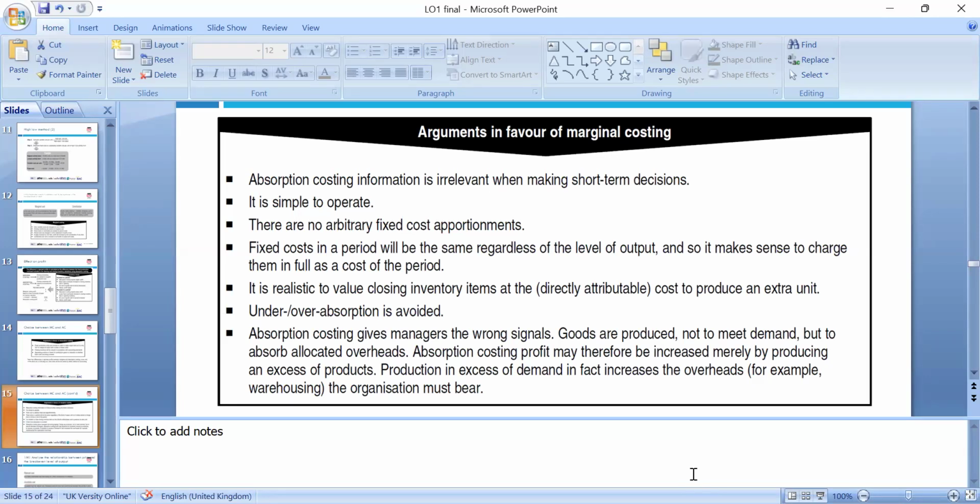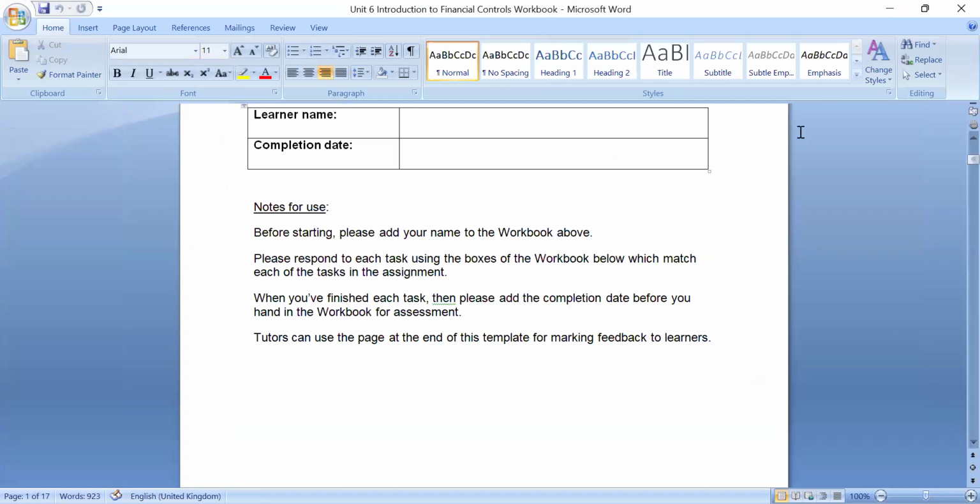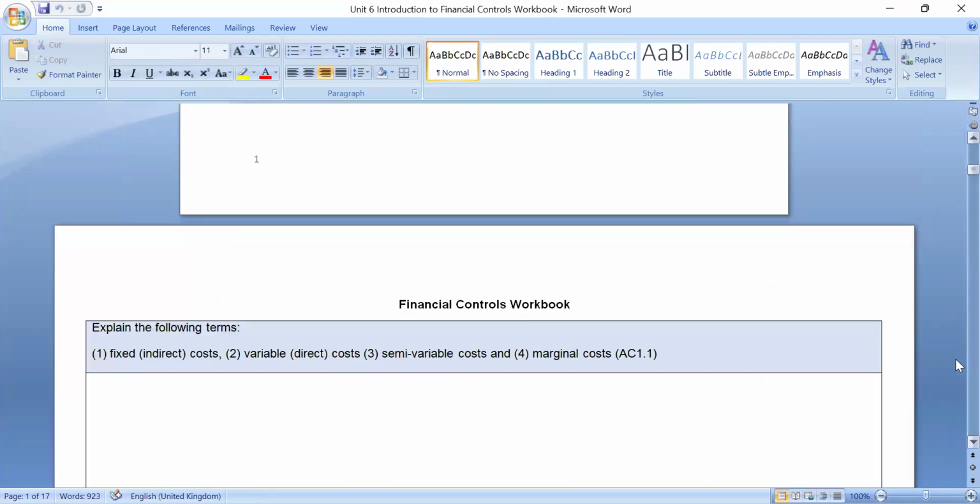So please, I'll take you back to the workbook. Okay, so this is the workbook, which I'll show you, and we look at the next RLOs in a minute. You can write down your name, and write what is meant by a fixed cost, what is meant by a variable cost.